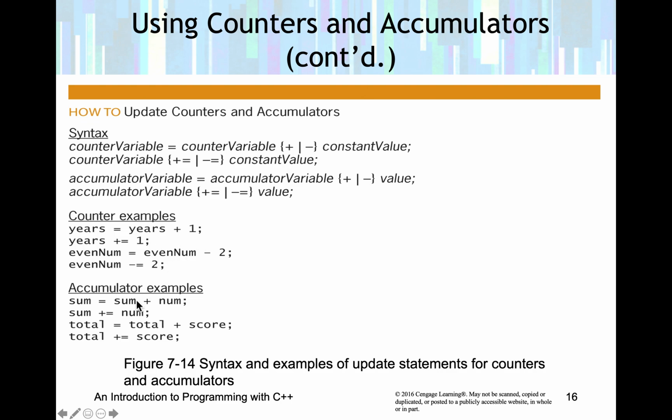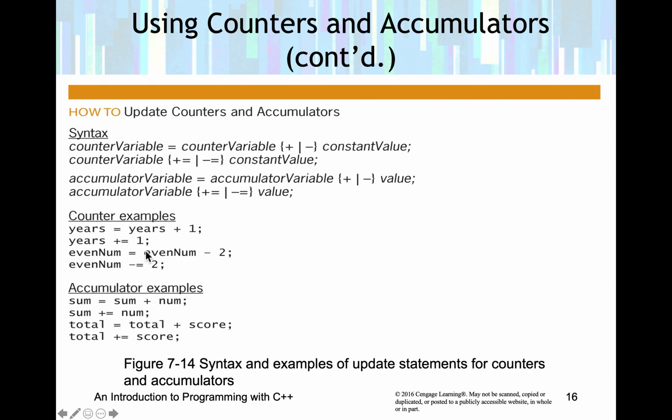Accumulators will have the variable that you have on the left-hand side repeated to accumulate. So sum equals sum plus number. And if you have this in a loop, it just keeps adding to the variable sum plus number. Assign it back to sum. Now you have a new sum plus number, and it just keeps accumulating.